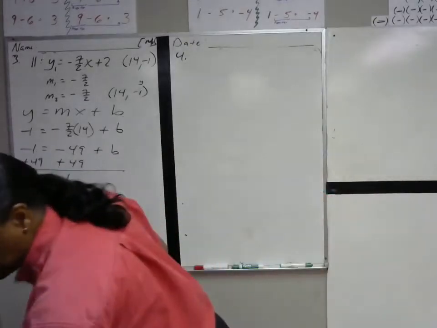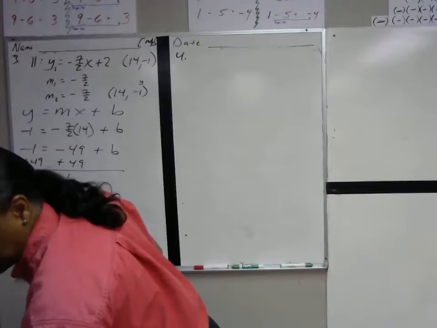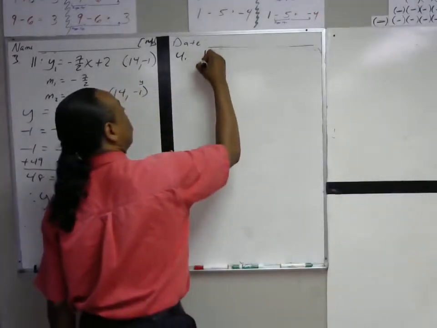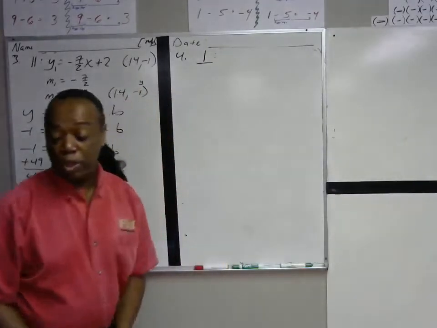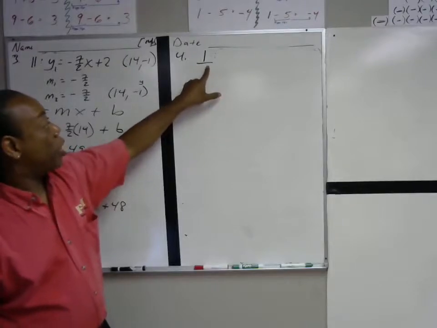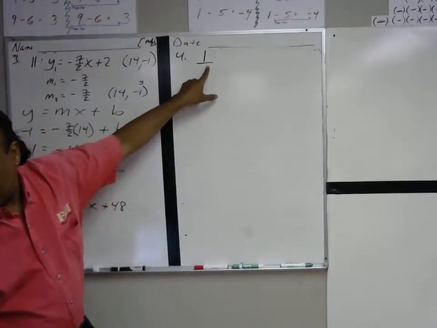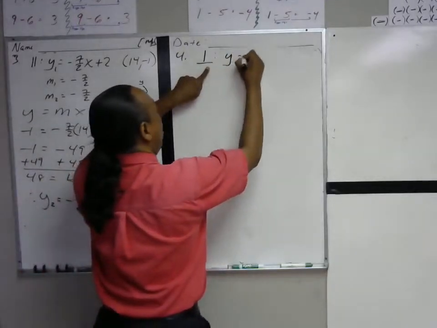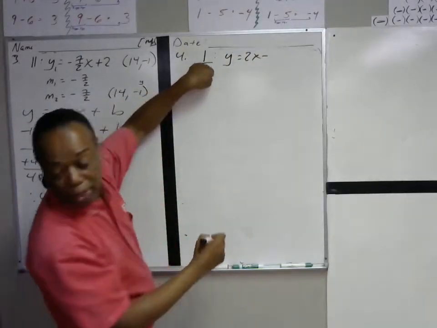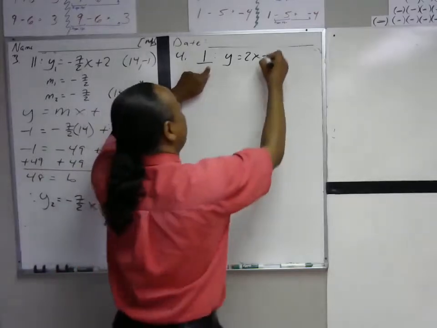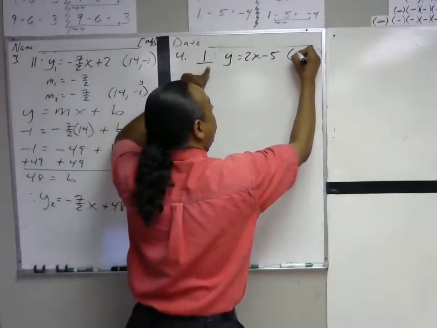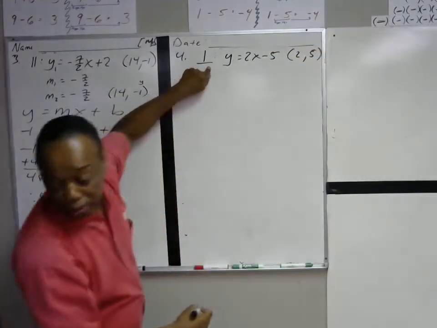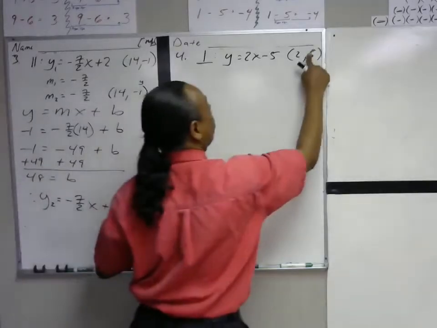Okay, we're going to look at a new situation here. It has to do with perpendicular lines. So this little symbol right here means we're looking for perpendicular. And I'll give you an example of what that looks like. So y equals 2x minus 5. And we want to go through the point (2, 5), I believe. Oh, sorry, (2, 3).